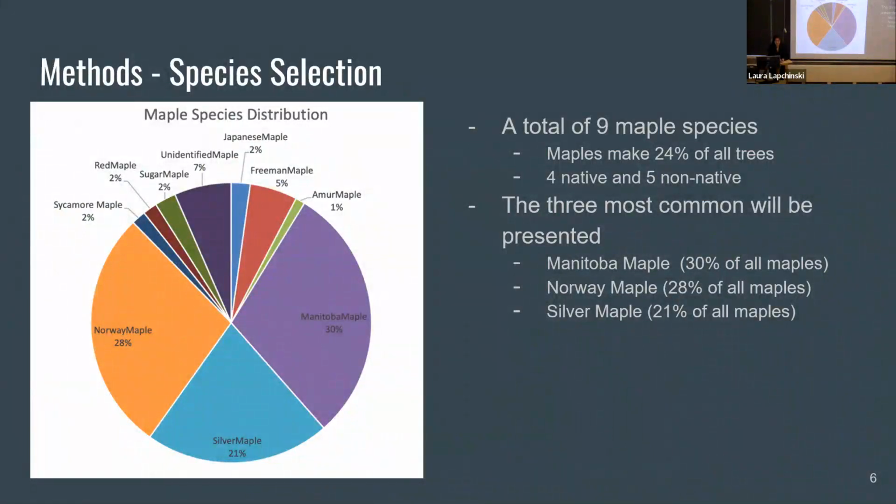For species selection, I focused on the 3 species in the genus of maple. Although the most abundant tree species in this study is eastern white cedar, they commonly were used as a hedgerow species. There are 9 maple species found in the Annex, making up 24% of all trees. 4 native and 5 non-native species were found. I worked on maples, and here the 3 most common maple species will be presented. They are Manitoba maple, Norway maple, and silver maple.